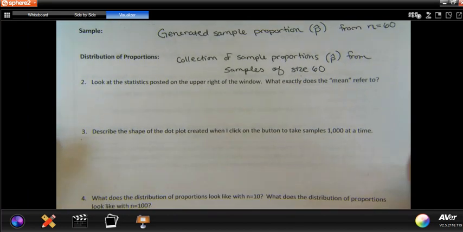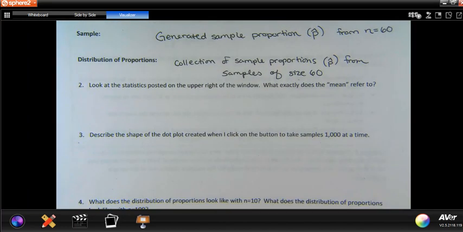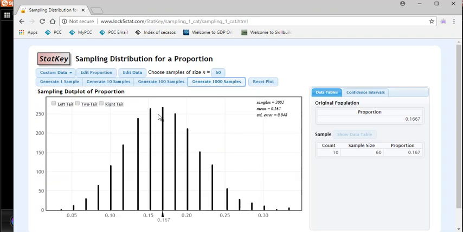So let's talk about the behavior. What's the mean doing, and then what's the shape? This shape is pretty much bell-shaped. We could argue there might be kind of a tail there, but really, if we kept doing this, it should even out to a nice bell-shaped curve here, with us expecting to land close to 0.167, a little variability below, a little variability above.